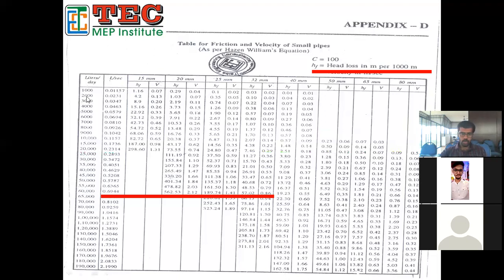You can insert Q, and you know the area. We can take area equal to pi by 4 d square, where d equals 32. With respect to that, we can find out the velocity also. Both ways we can find it out. This is a very easy way: if we already know the flow and the pipe diameter, then from this Hazen-Williamson equation we can find HF and velocity. Or if you want to know the exact value, you can go for the equation. That's why we got two different values here.